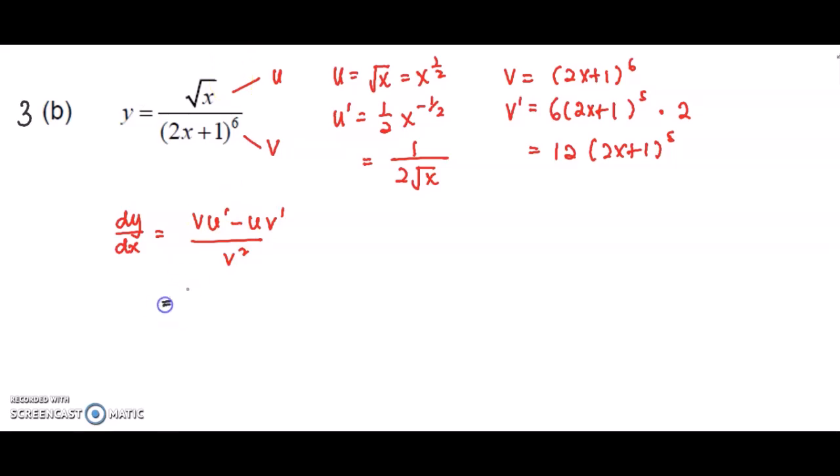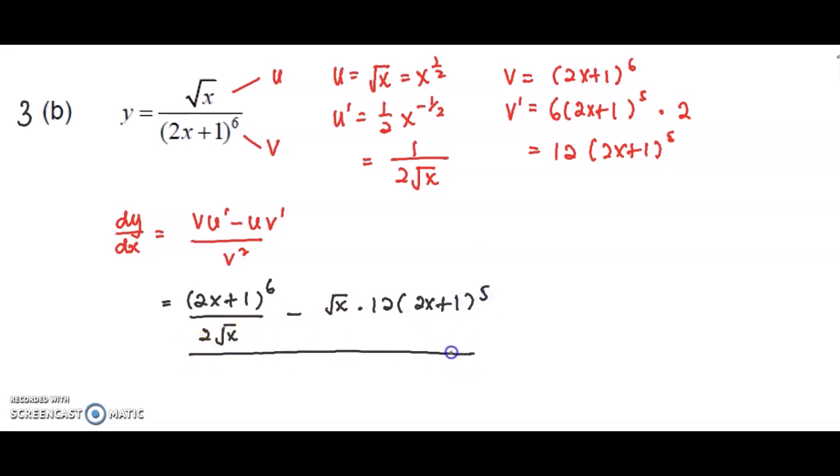Right. Then now I'm going to put in my v as 2x plus 1 power of 6. And the u prime is 1 over 2 square root of x. And u v prime, u is square root of x, and v prime is 12, 2x plus 1 power of 5. And all this is going to be divided by the v squared, which is your 2x plus 1 power of 6, and then squared, you get a power of 12.